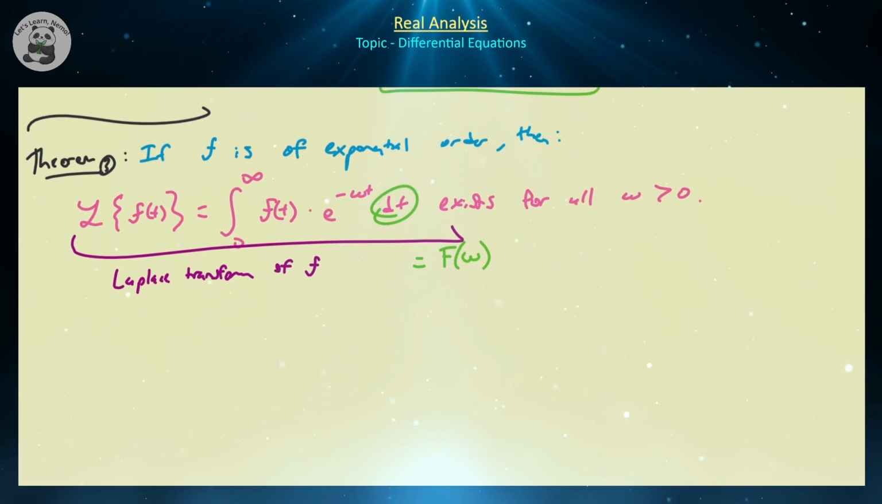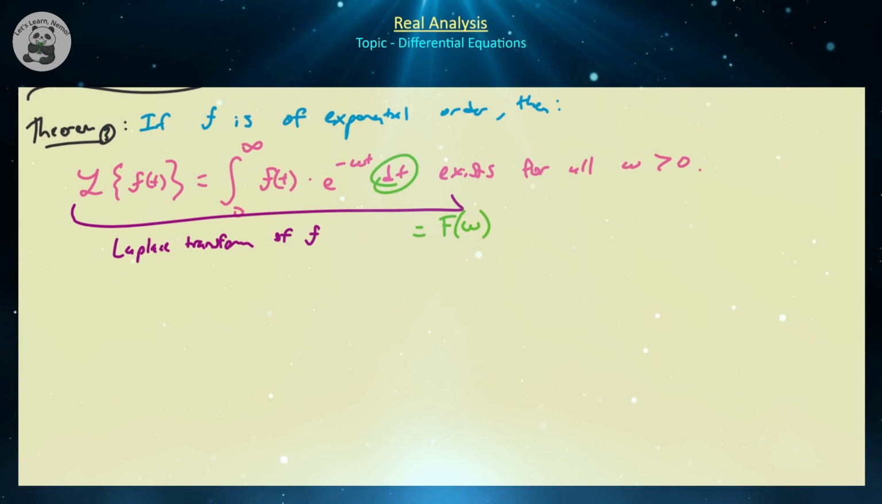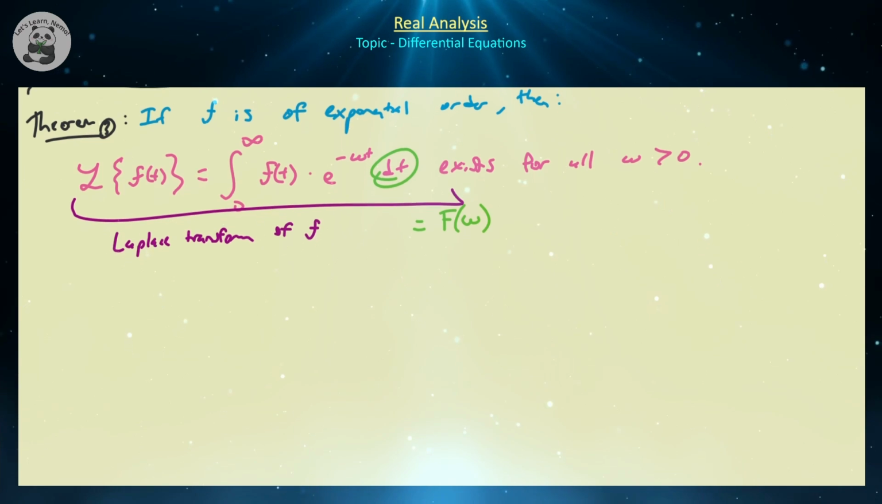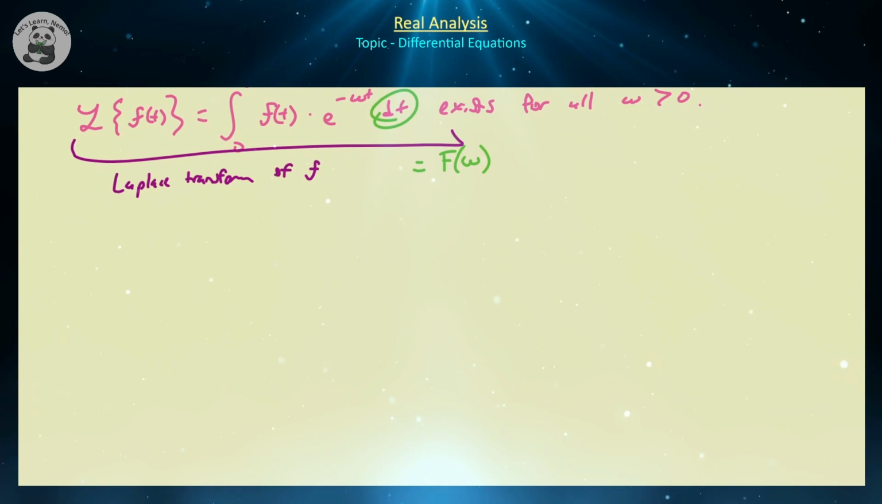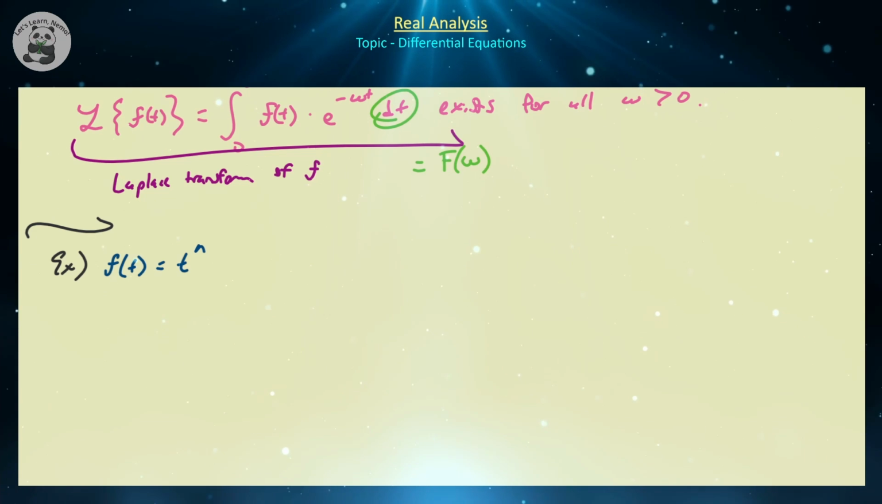Okay, so a function has a Laplace transform as long as it is of exponential order. And the proof of this practically comes directly from the absolute convergence test for either series or integrals. Either one would suffice. So the first question I have for you is the following. Are polynomials of the form f of t equals t to the n of exponential order?